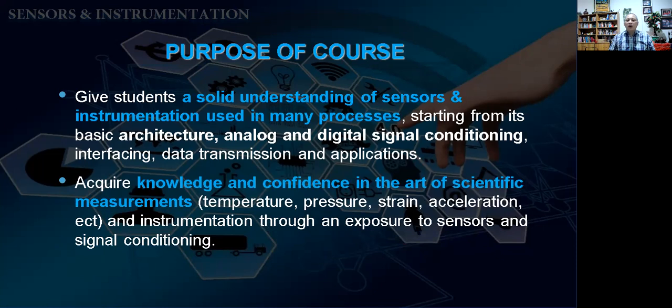So how we actually measure all these physical quantities, physical entities: temperature, pressure, strain, acceleration, etc. And then how the instrumentation is needed to take the physical measurement, and then transform it, and then transmit it to where it is going to be processed further.